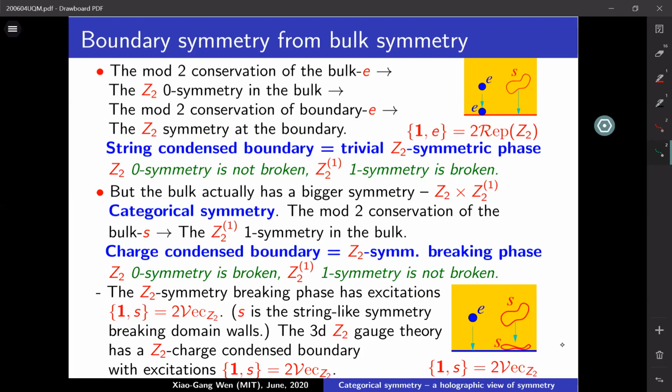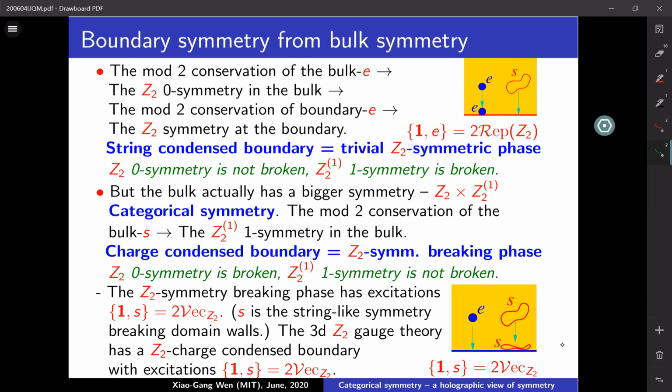So in some sense, we can still say the boundary has both Z2 symmetry and Z2^(1) symmetry, just one of them is spontaneously broken. That's a new message from this holographic point of view, and we can really expose this enlarged symmetry. This Z2 symmetry and Z2^(1) symmetry, put together, is what we call categorical symmetry. So it's something more than just a Z2 symmetry. There's also a Z2^(1) symmetry.